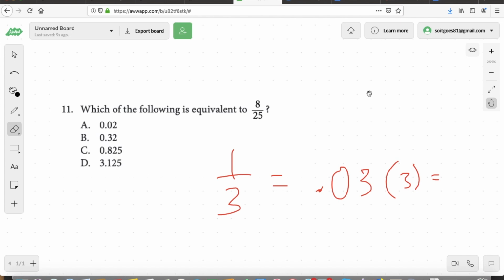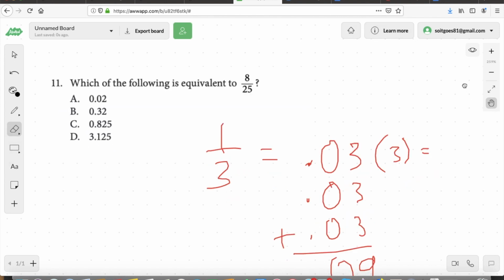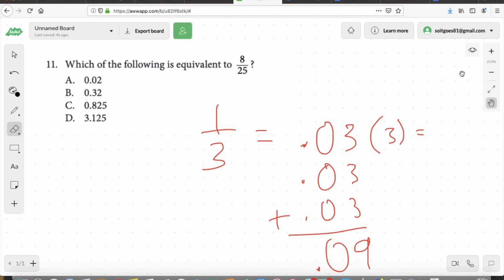Another way to look at it is instead of carrying out the multiplication, add them up 3 times. It's the same as multiplying by 3. So 3 plus 3 plus 3 is 9, so 0.09 if you're adding. Does that make sense? Yes. Okay. So that's not super close to 1. Does that make sense? Yeah.